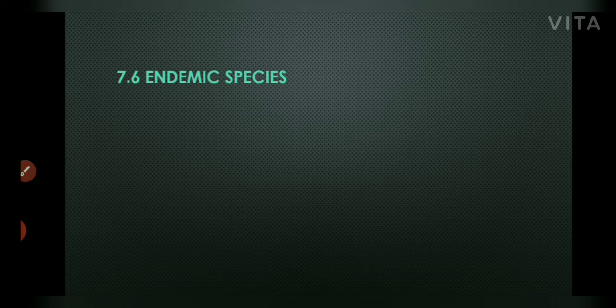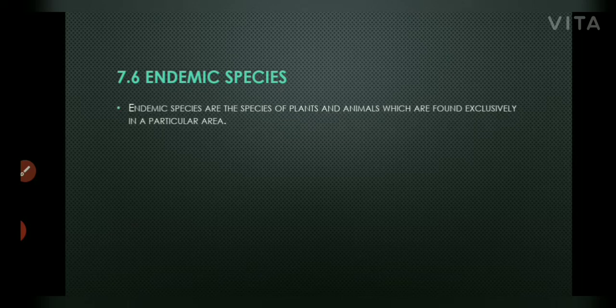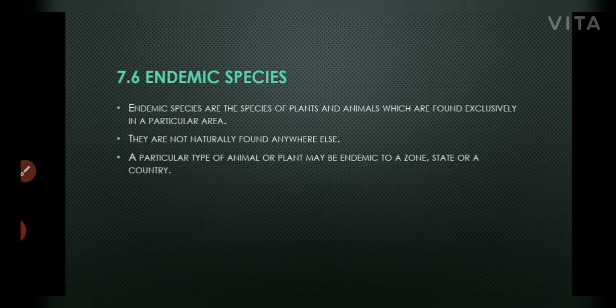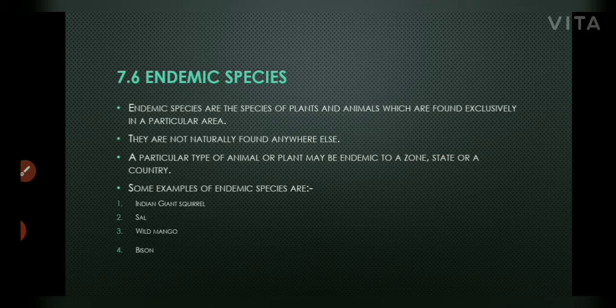7.6 Endemic species. Endemic species are the species of plants and animals which are found exclusively in a particular area. They are not naturally found anywhere else. A particular type of animal or plant may be endemic to a zone, state, or a country. Some examples of endemic species are Indian giant squirrel, seal, wild mango, bison, and flying squirrel.